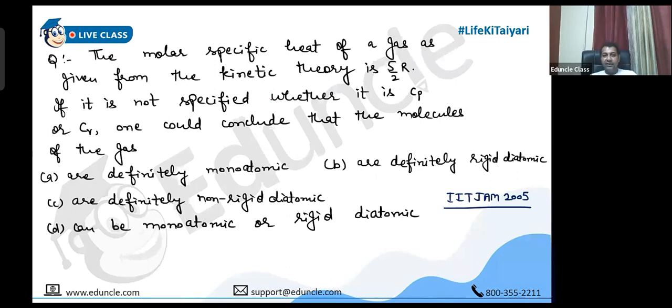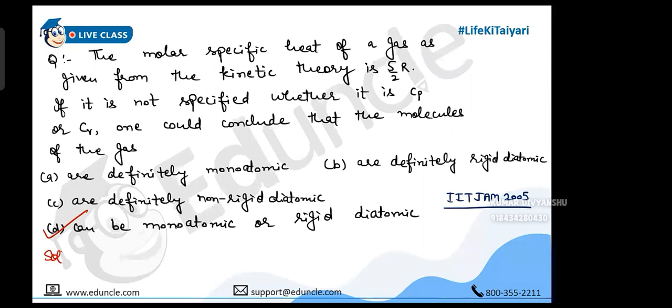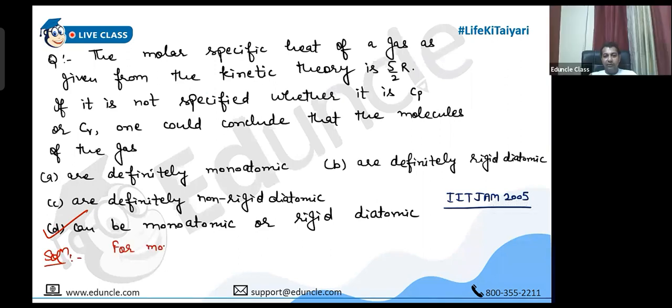For monatomic, let me solve it. For monatomic, F is 3. So U is 3 by 2 N_A kT, for 1 mole, 3 by 2 RT. So Cv is 3 by 2 R. So this gives Cp, which is Cv plus R, it is 5 by 2 R. So this can be monatomic.